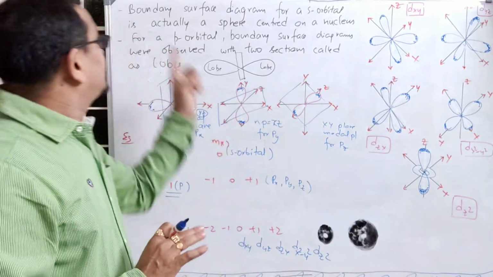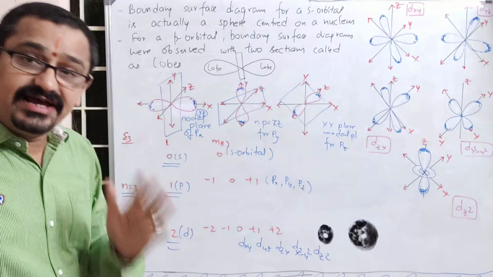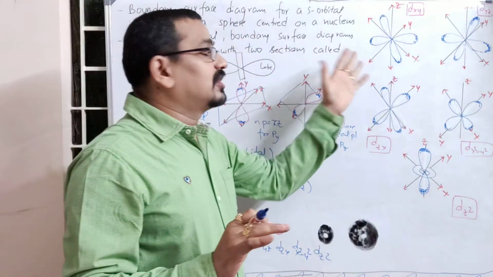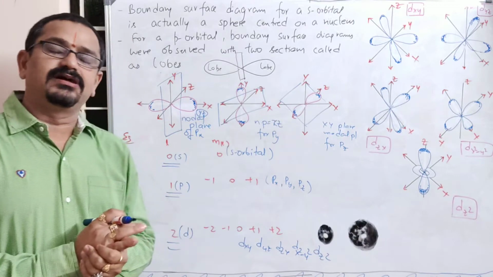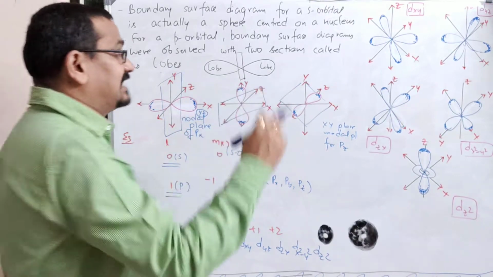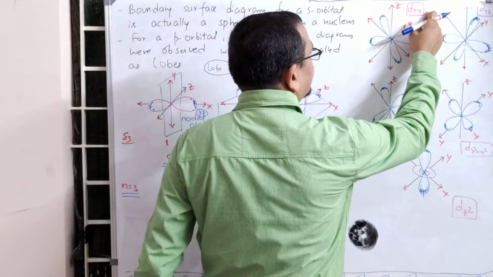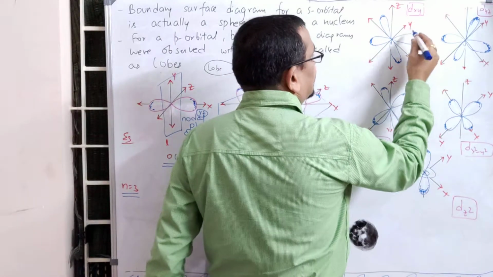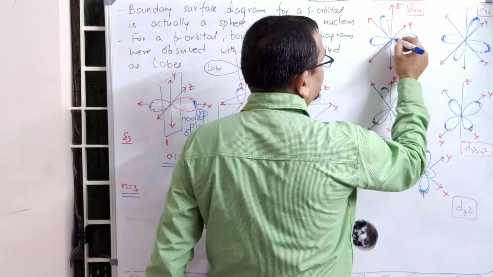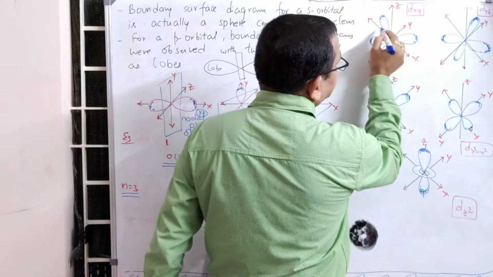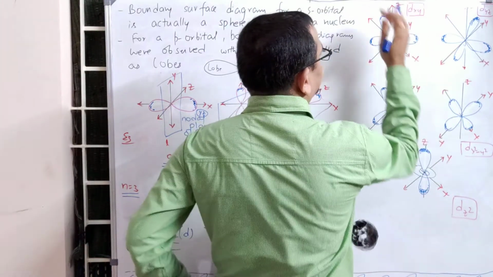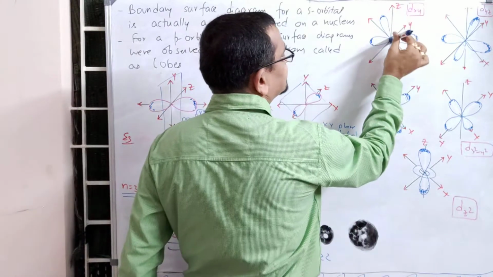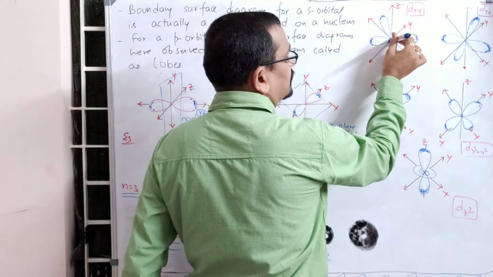With respect to the boundary surface diagram, the shape of a d orbital was observed as a double dumbbell, like this. For a dxy orbital, see, the electron density is between the x and y axes at a 45 degree angle. See, this is the x axis and this is the y axis. Between the x and y axes, this is a perpendicular plane. Suppose the z axis is like this, perpendicular to the board.